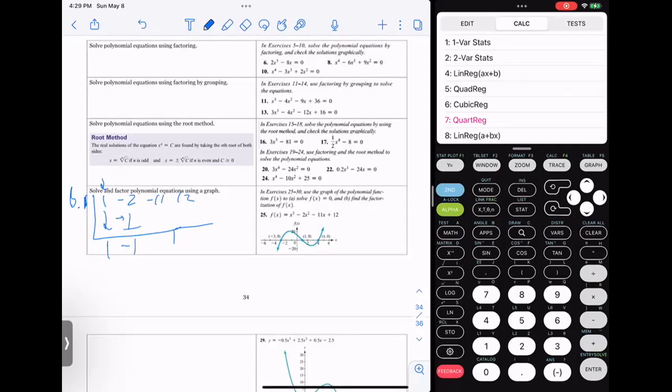-1 times 1 is -1. So we take that product and put it over here. Now we have -11 plus -1. What does that equal to? And now -12 times 1 is -12. So we have -12. 12 plus -12 is 0. And that happens, okay?